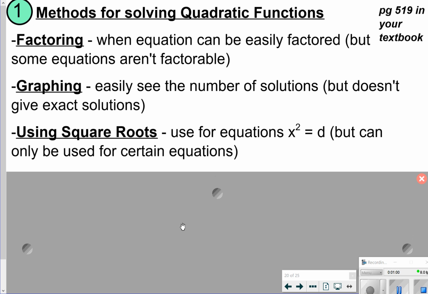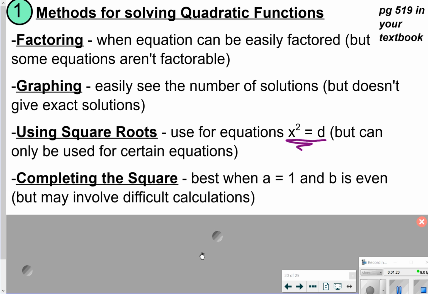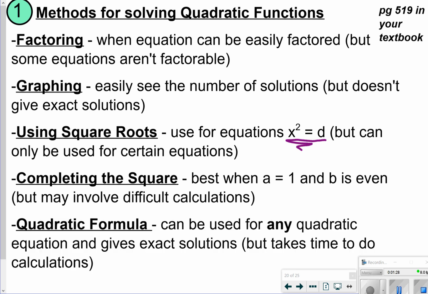If you want to use square roots, you always want to make sure it's in this format right here: x squared is equal to d. It can only be used for certain equations, only when you have x squared and another number. Other numbers in there, like a coefficient of x, would not be good to use for square roots. Completing the square would be best when a is equal to 1 and b is an even number, but again, it may involve some difficult calculations.